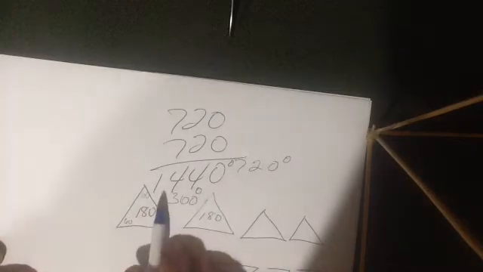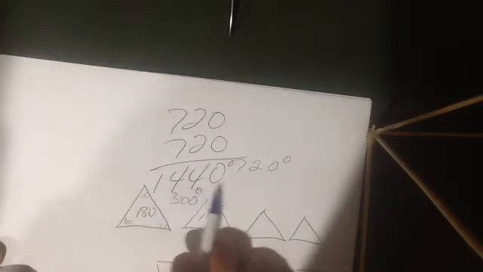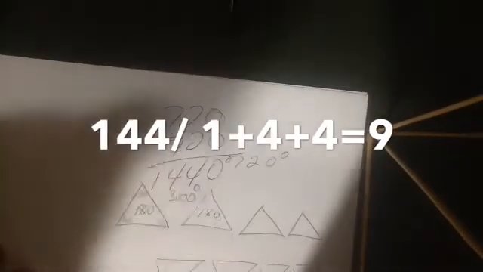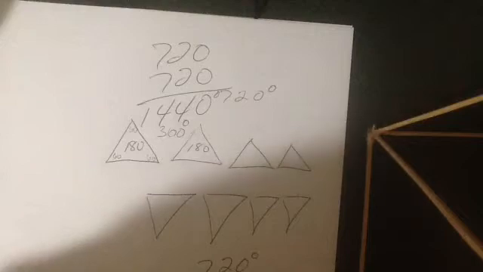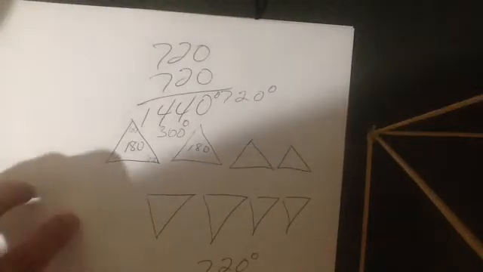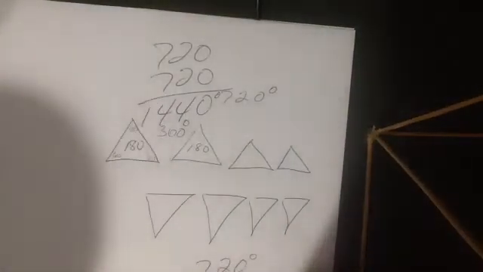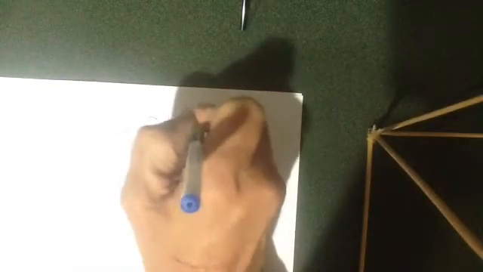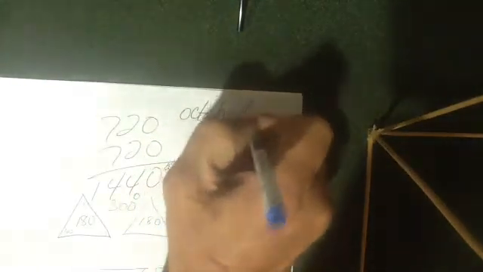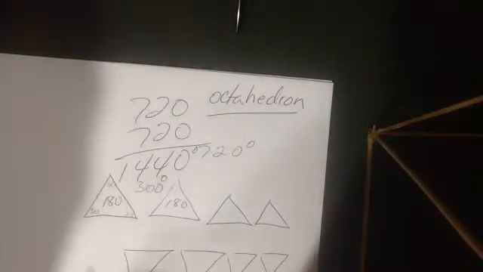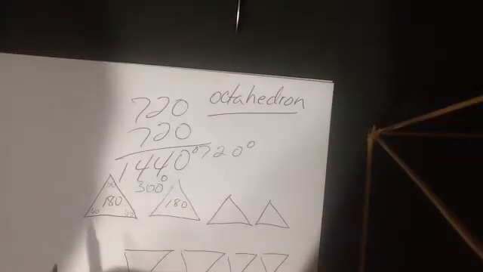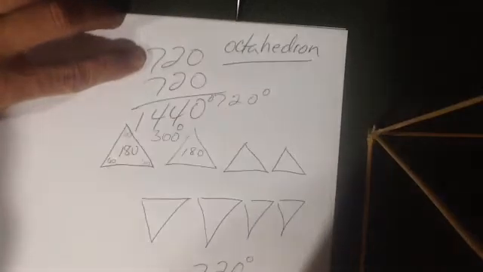Then the total would be 1,440 degrees. And what's really another amazing thing about it is what the Egyptians believed about the octahedron. And that's what this shape is. It's called an octahedron, and as best as I gather it, it's as above, so below. 720, 720.